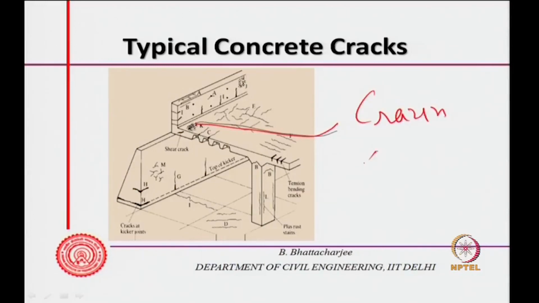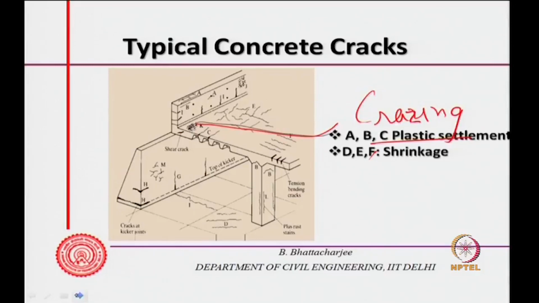You can see very fine cracks, surface cracks, crazing, C-R-A-Z-I-N-G, fine crazing. These are surface cracks. This also comes because of shrinkage, but D, E, F. So, this is E, and D is here, and F is here.